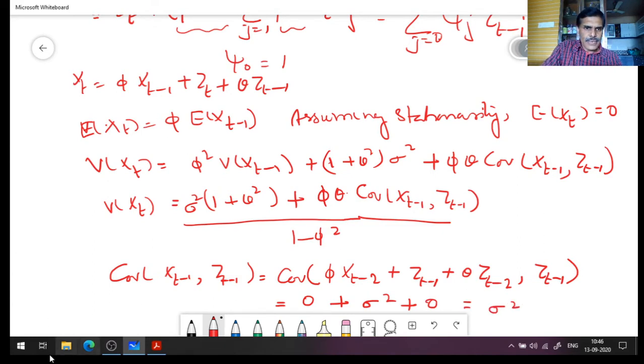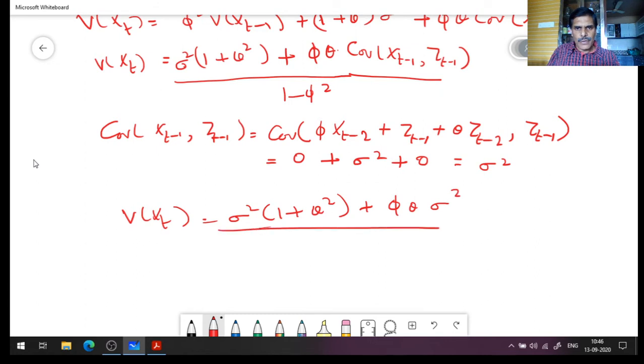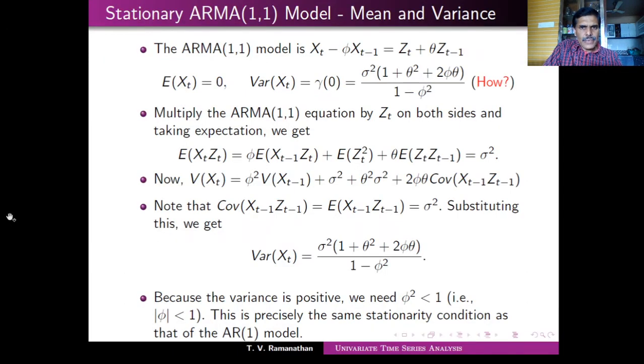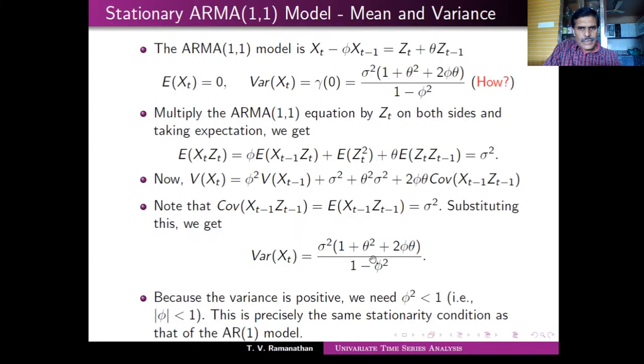So now you can see that this variance of xt is actually sigma square into 1 plus theta square plus phi theta sigma square upon 1 minus phi square. This is what the variance of xt is. You can verify that. This is simplified: sigma square into 1 plus theta square plus 2 phi theta upon 1 minus phi square.